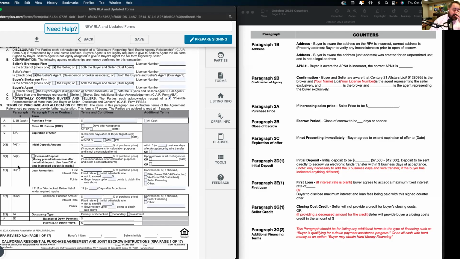The issue with best and final as your only counter to people is that you also may be alienating somebody who is a good offer. The other thing is that, and it's maybe not such a big deal now because I don't think we're in the place where we're getting flooded with offers on our listings.